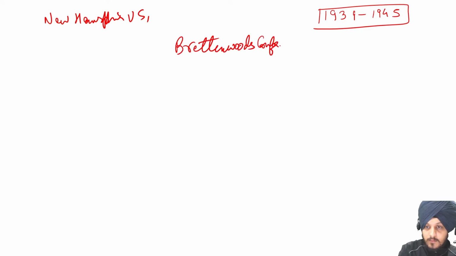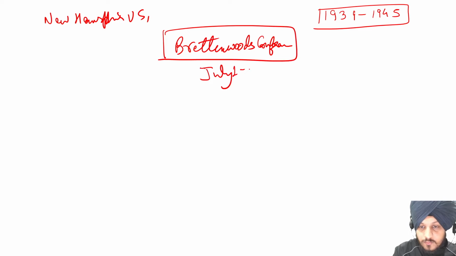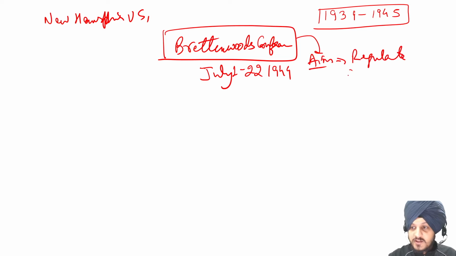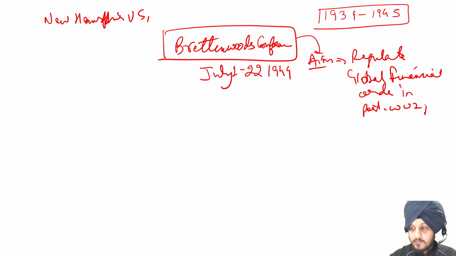Now this conference happened from July 1st to July 22nd, 1944. The aim of this conference was to regulate the global financial order in the post World War II period. That was the main aim of this conference. And after the different discussions and dialogues between the different countries, three outcomes were brought on the table. So what were those three outcomes?